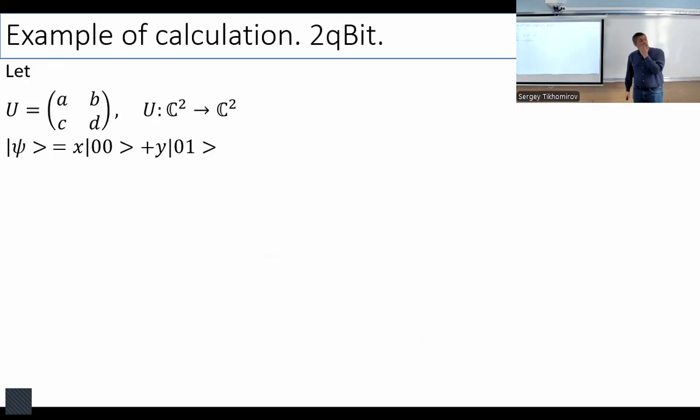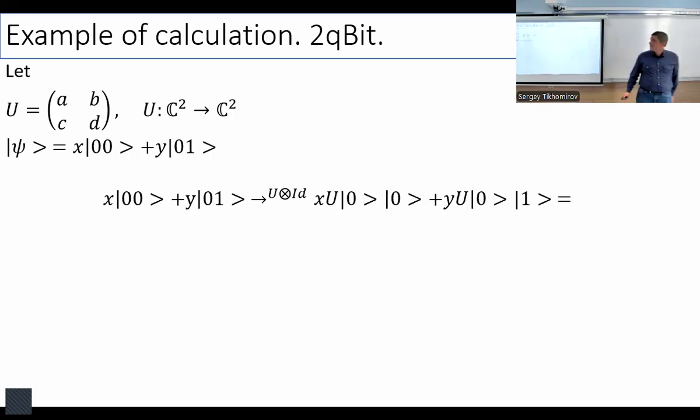Let us now calculate for 2 qubits. So now let me come back to A, B, C, D. Once again, let me consider not the full vector psi, but a vector with 0,0 plus 0,1, just 2 elements. Let me first calculate the image of U applied to the first qubit, and after this calculate U applied to the second qubit.